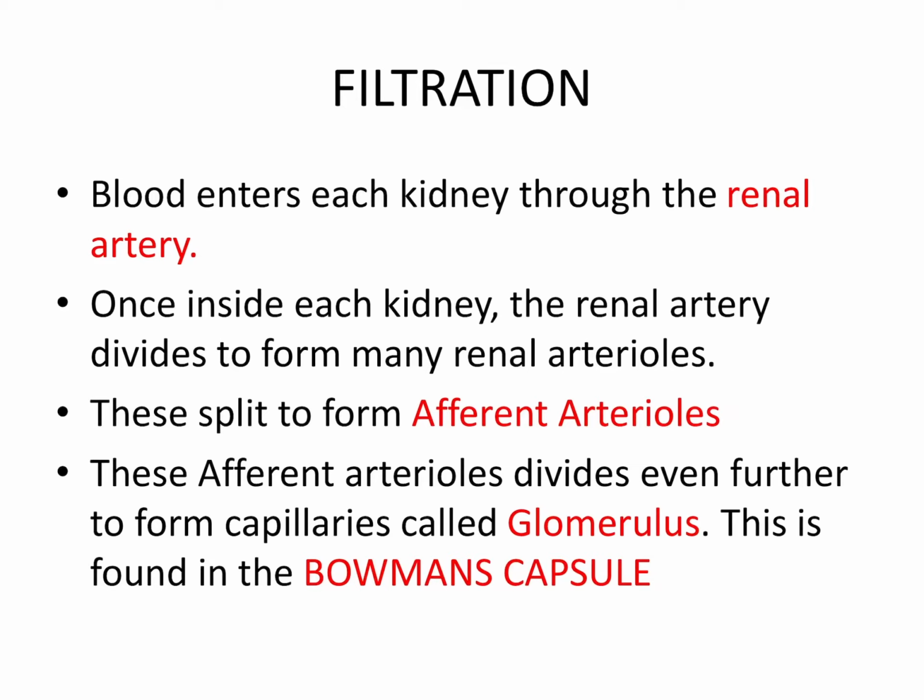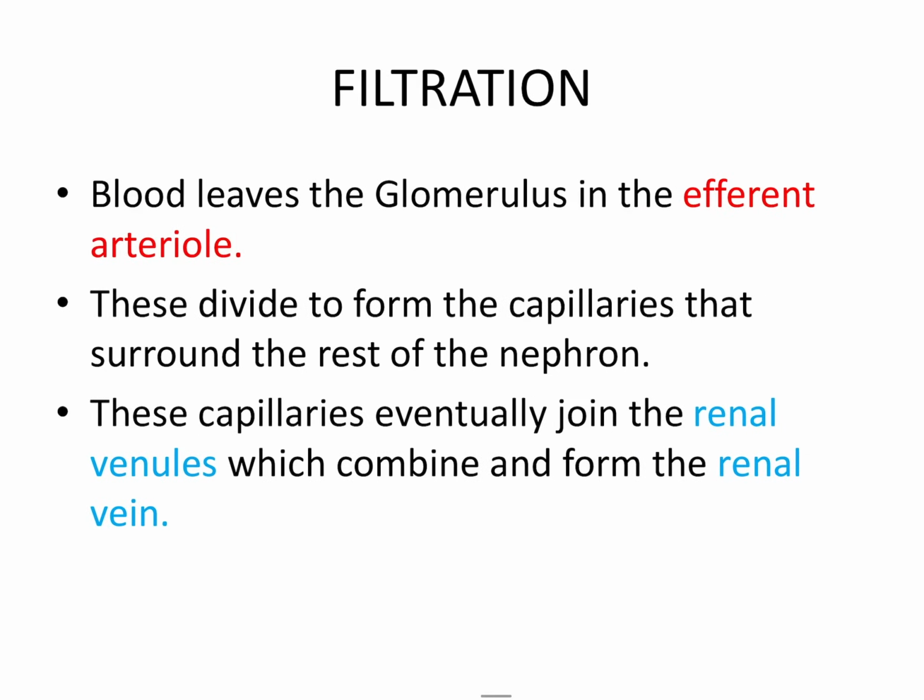So just to recap again now on filtration, blood enters each kidney through the renal artery. The renal artery divides up into the renal arteriole, and these again split into the afferent arteriole. So the diameter is getting much, much smaller. The afferent arteriole divides even further then into capillaries. So again, remember you're trying to squeeze liquid through narrower and narrower tubes, so you're going to increase the pressure. And remember that this is already arterial blood. So this is already under high pressure. This then is found in the Bowman's capsule.